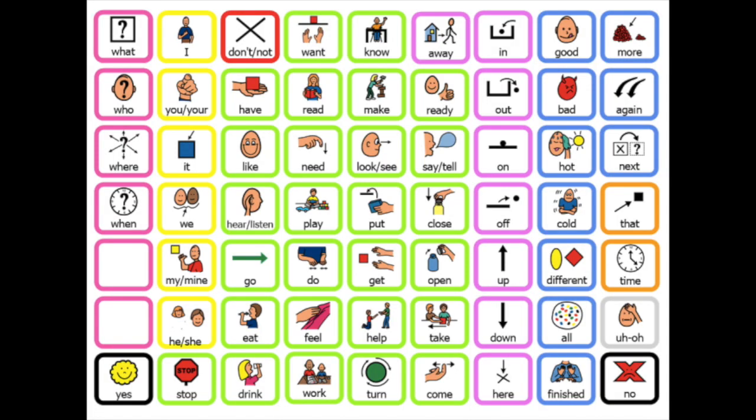This is an example of a core vocabulary communication board. There are many different versions of core vocabulary communication boards. Some have more words, some have less words. None of them are wrong. So now that you know a little bit more about the background of core vocabulary, I want to teach you a little bit about the opposite of core, and that's fringe vocabulary.